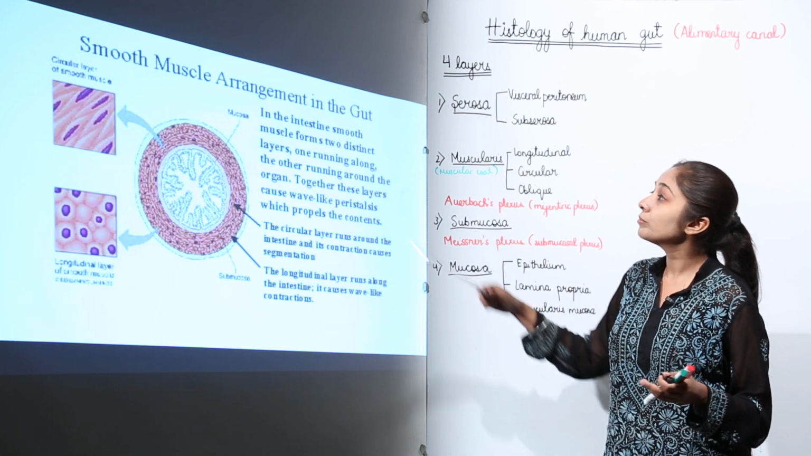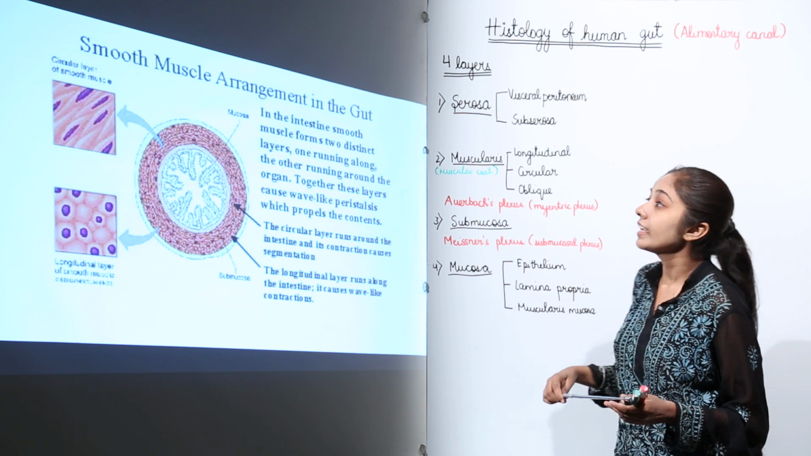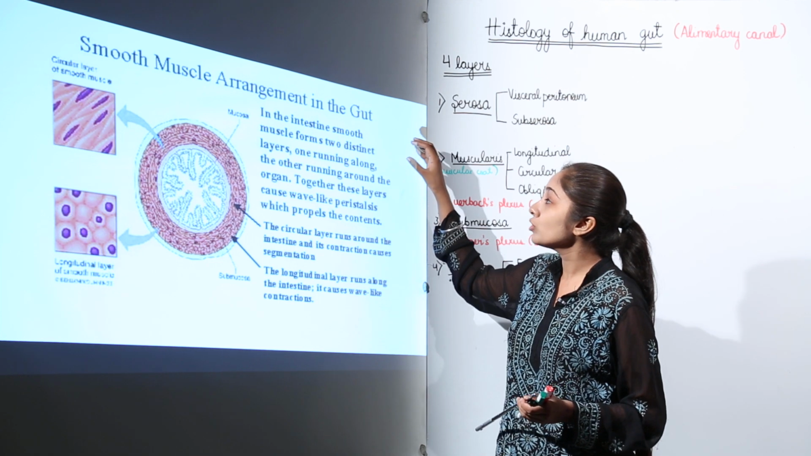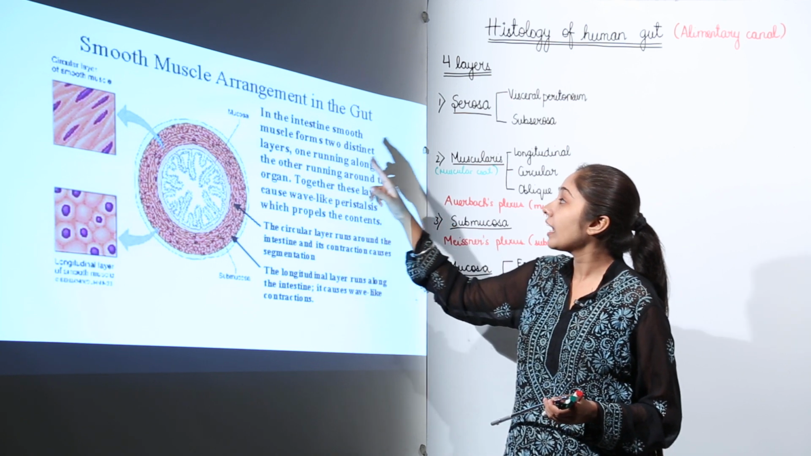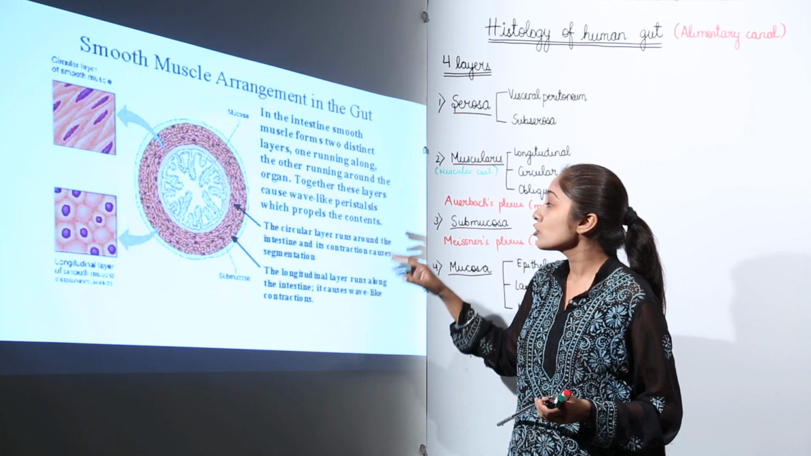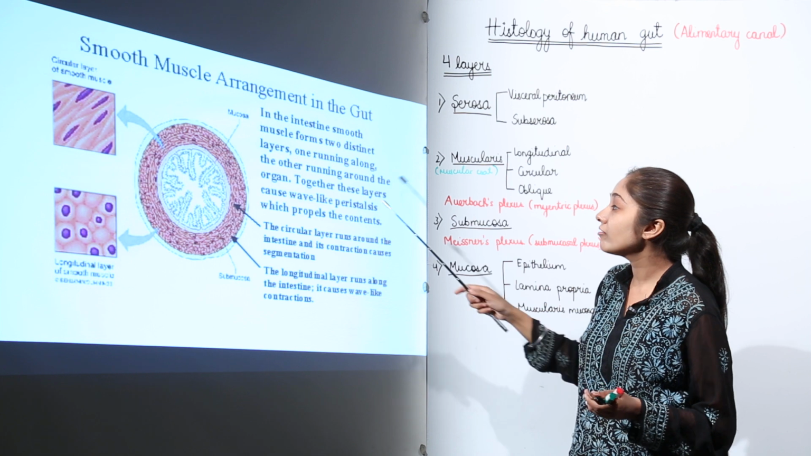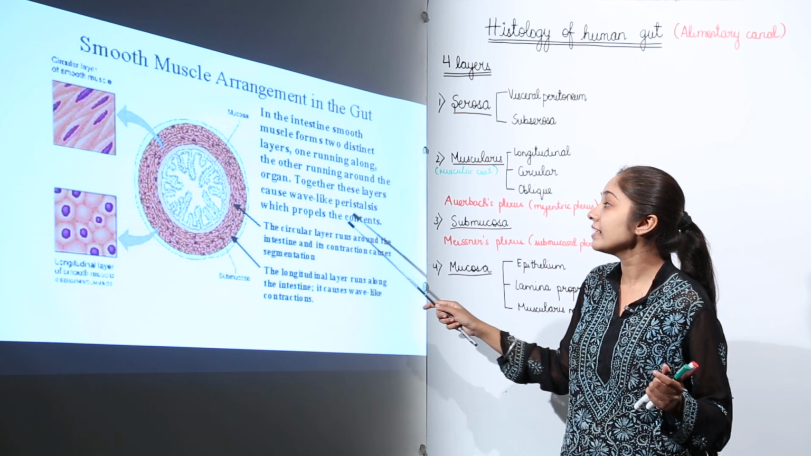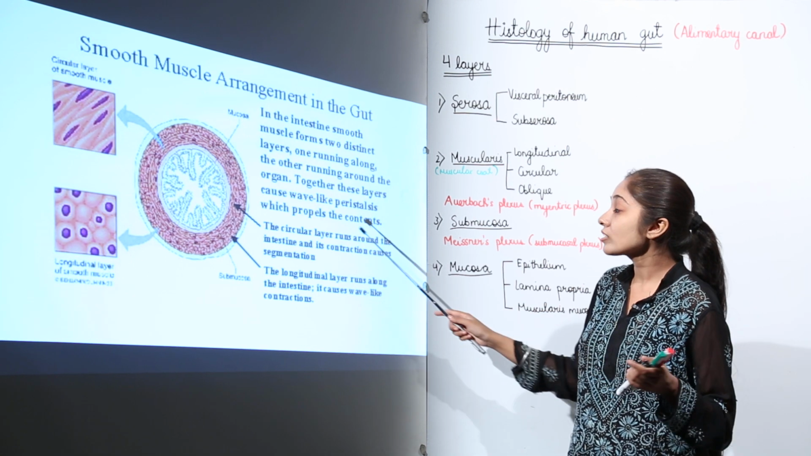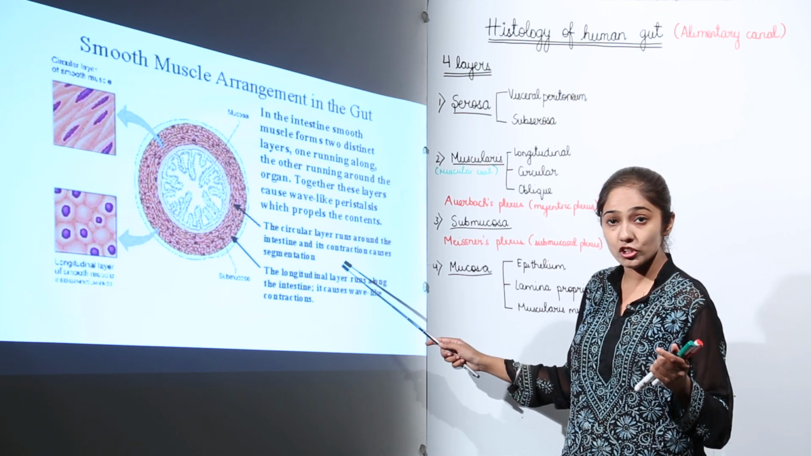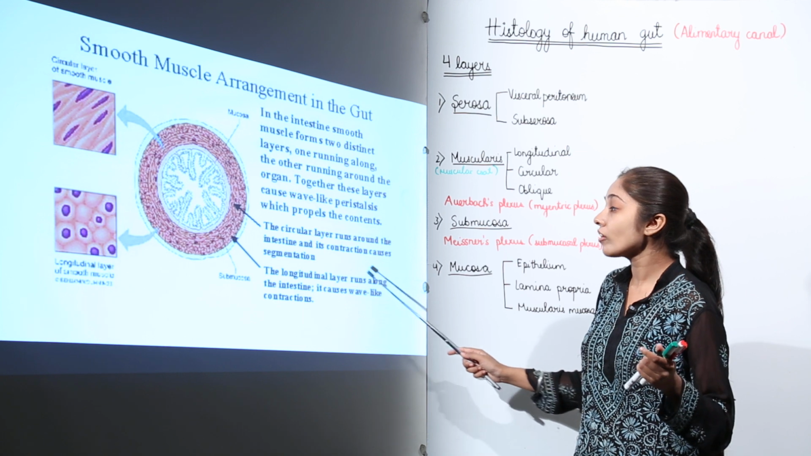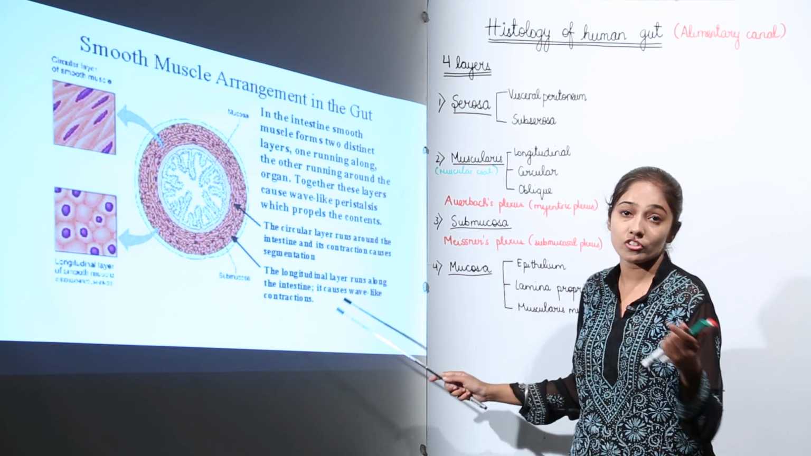Now let's see the smooth muscle arrangement in the gut, right. In the intestine, smooth muscle forms 2 distinct layers, one running along, the other running around the organ. Together these layers cause wave-like peristalsis which propels the contents. The circular layer runs around the intestine and its contraction causes segmentation. The longitudinal layer runs along the intestine, it causes wave-like contractions.